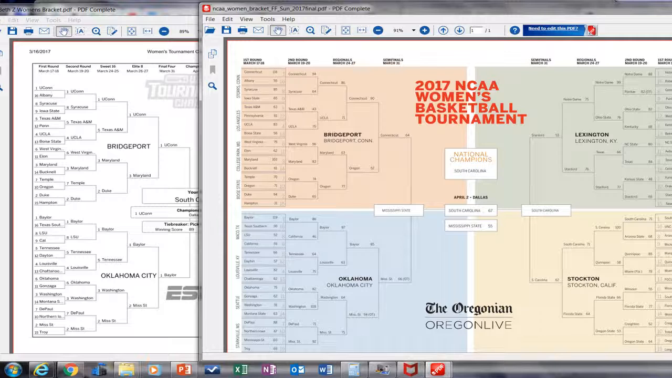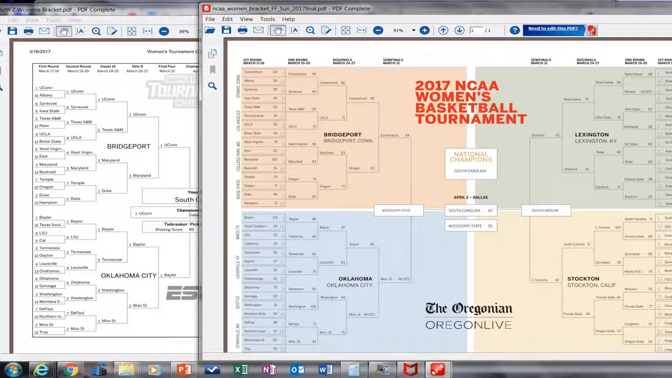She picked Baylor. Baylor won. She picked LSU, but California won, so she missed one there. She picked Tennessee. Tennessee won. She picked Louisville. Louisville won, so you can just go all the way down. She picked all of these correctly. So she missed only 2 out of those first 16, so she got 14 on that side.